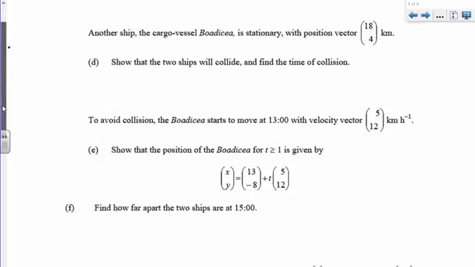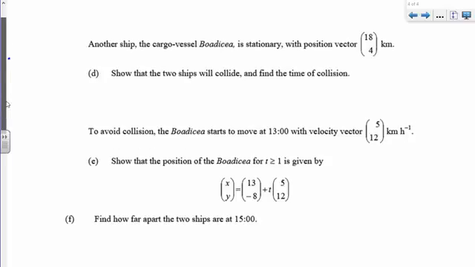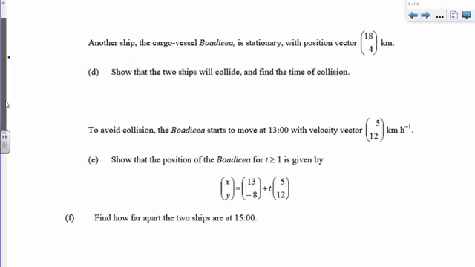Alrighty, another ship, cargo vessel, the Boadicea. All right, I guess we're just going to call it the Bodie. Is stationary, with the position vector 18, 4 kilometers. Okay. Show that the two ships will collide and find the time of collision.